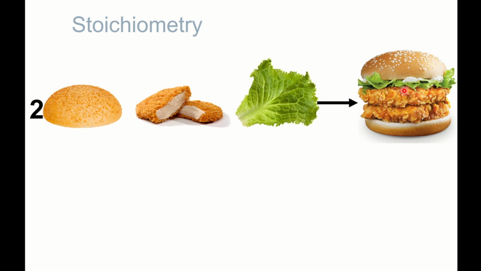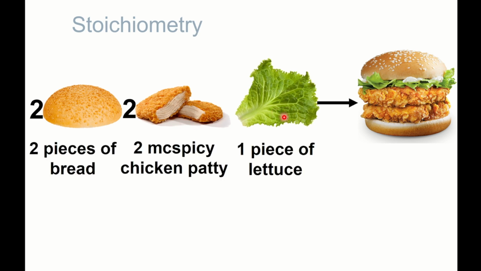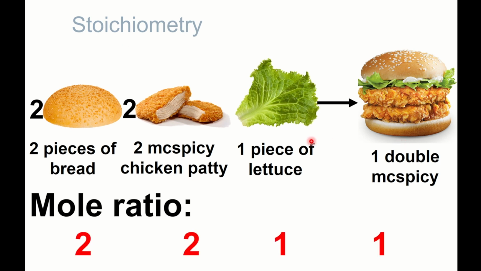So to make one double McSpicy, I need 2 pieces of bread, 2 McSpicy patties, 1 piece of lettuce. And then I form 1 double McSpicy. Okay, so this is my balanced equation. It tells me the relationship of the reactants, how many units to make 1 unit of product. So the mole ratio for this is 2, 2, 1, 1. 2 is to 2 is to 1 is to 1.